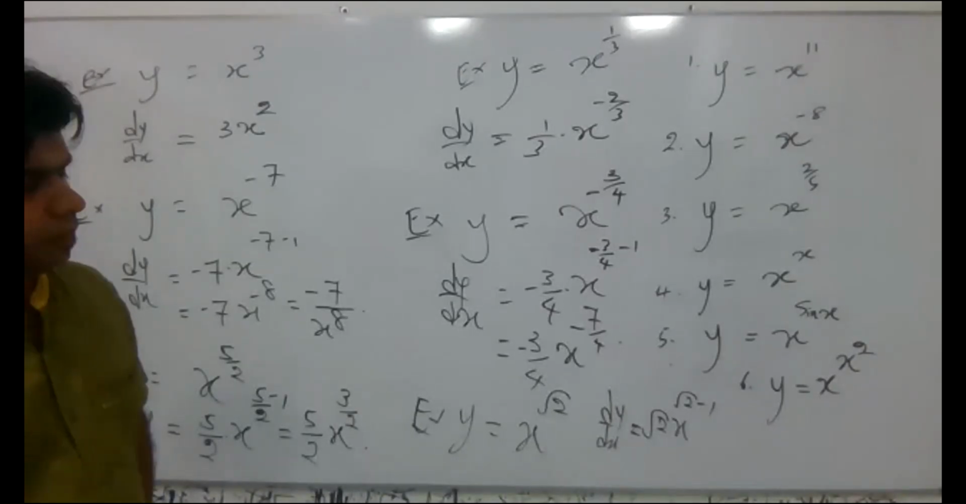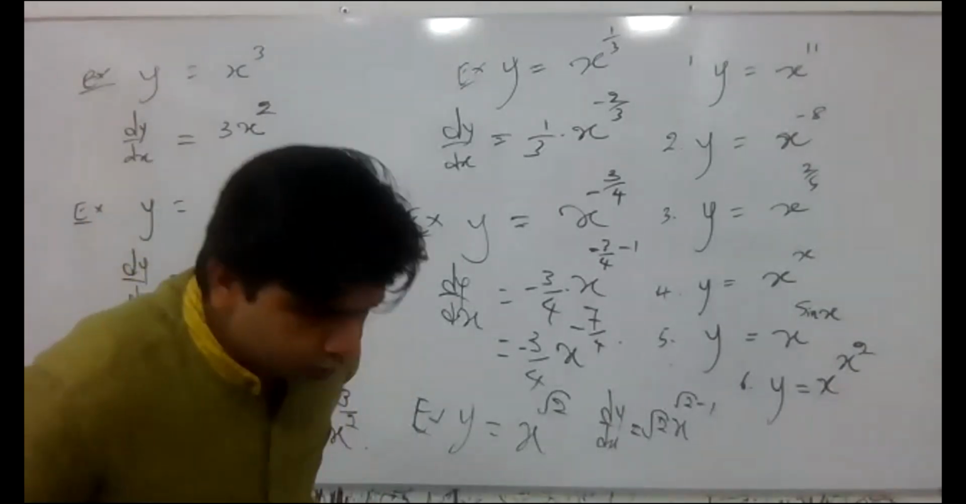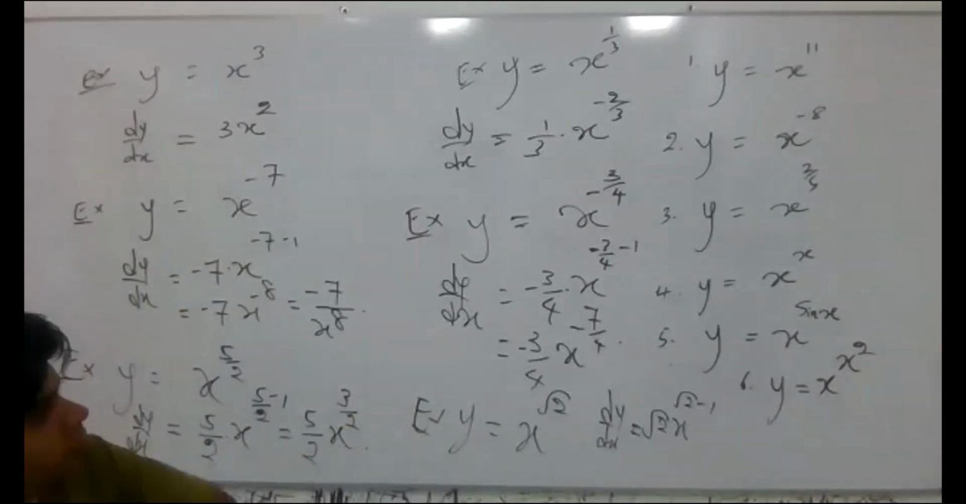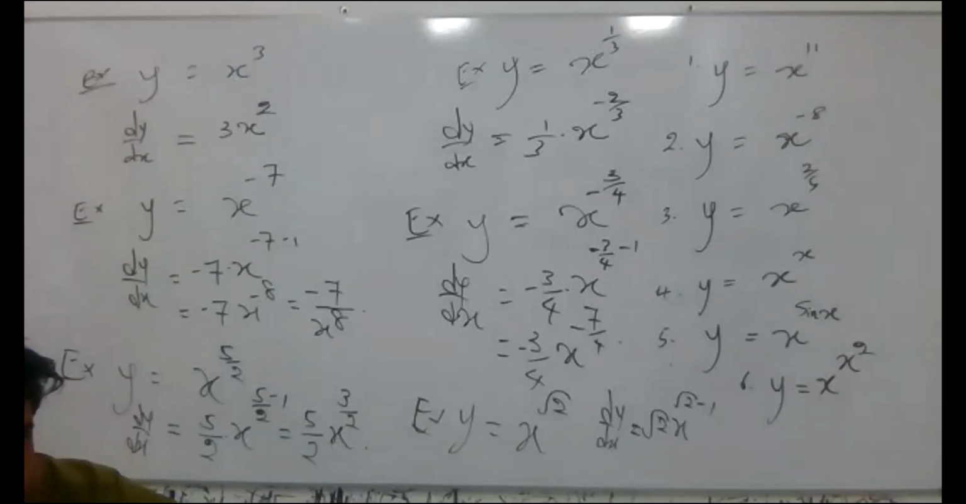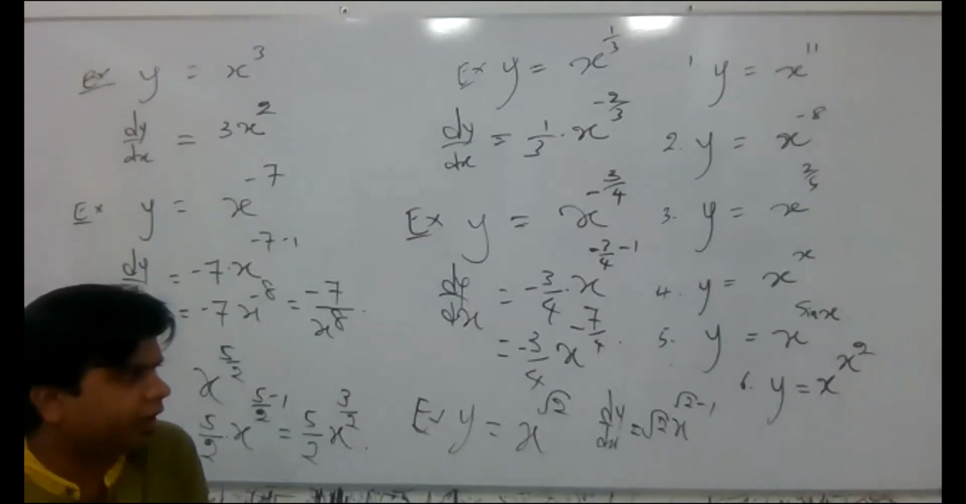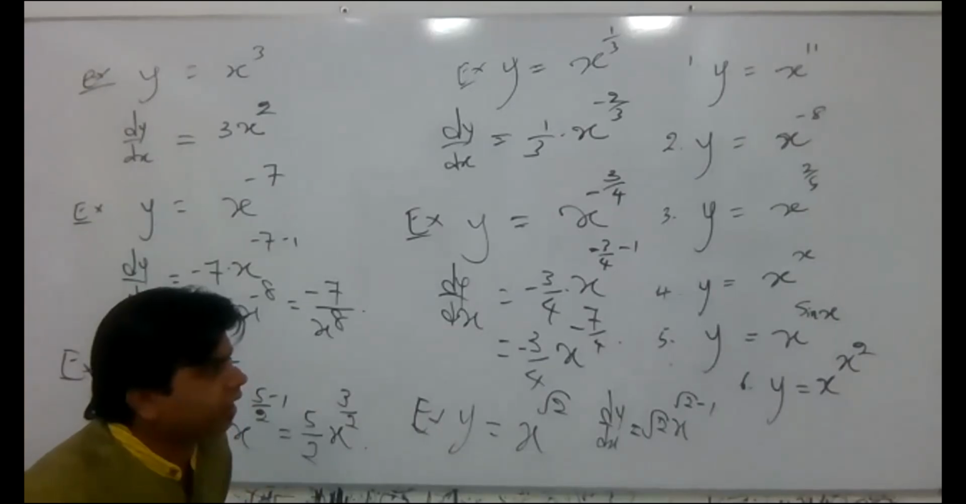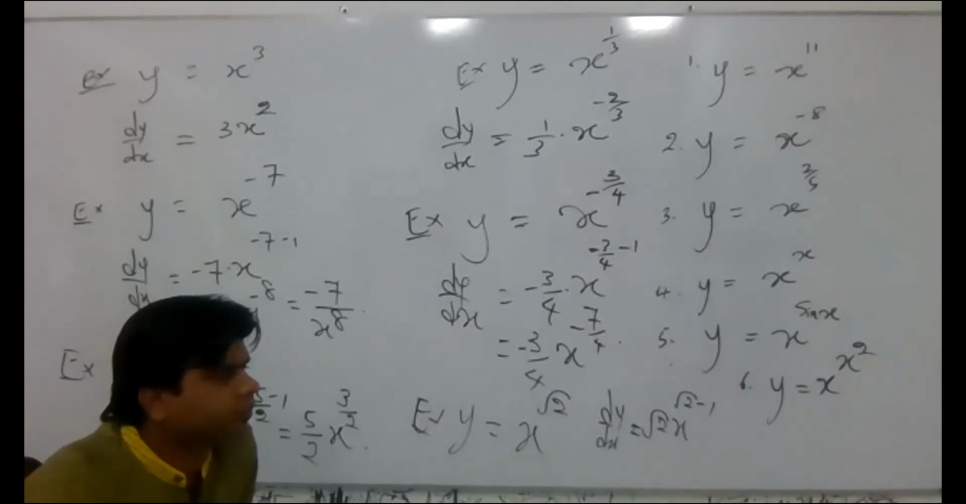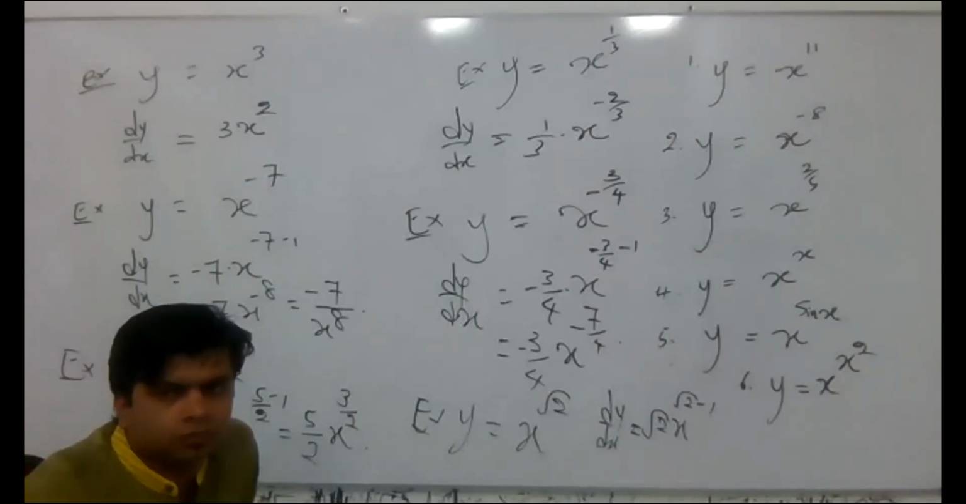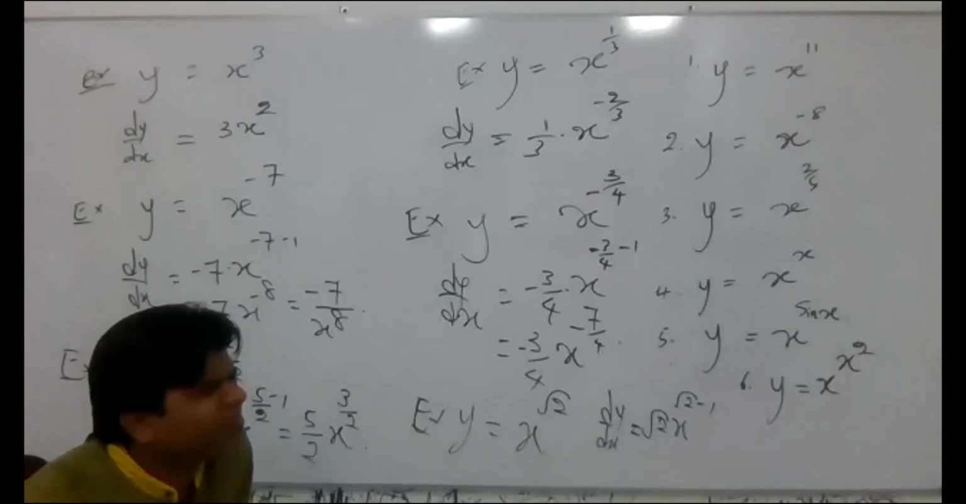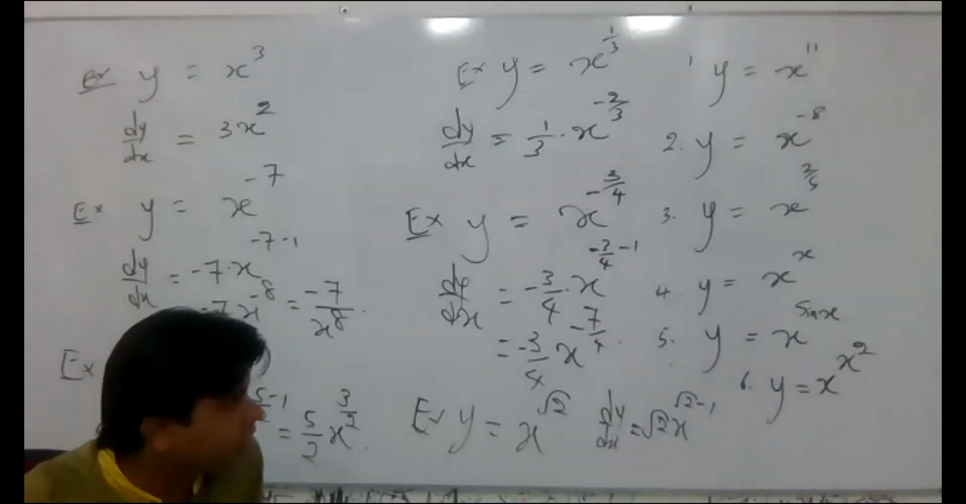Akib, what is the first answer? 11x to the power 10. Second one also? Minus 8 over x to the power 9. Good. Okay, Sarah, what is the answer of the third one? 2 over 5 into x to the power minus 3 over 5. Right, good. Okay, then fourth one?